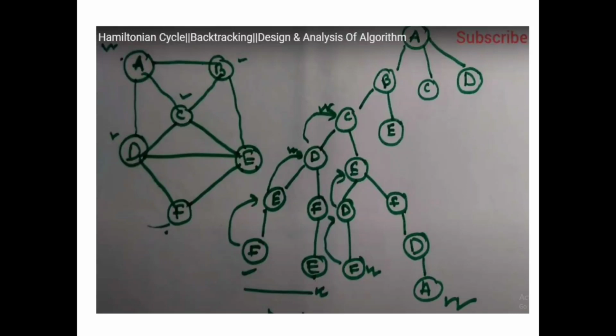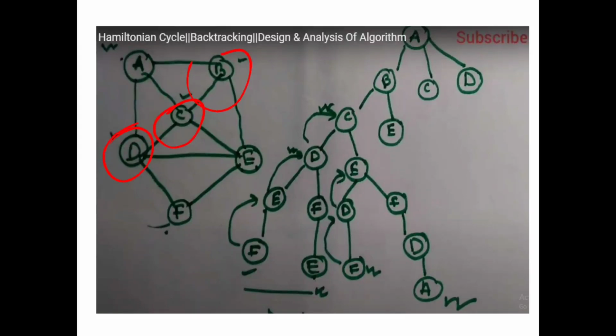Here you can see the same circuit, the solution set for the Hamilton cycle. Starting from vertex A, we have the adjacent vertices B, C, D. From A, B is an adjacent vertex, C is an adjacent vertex, and D is an adjacent vertex.